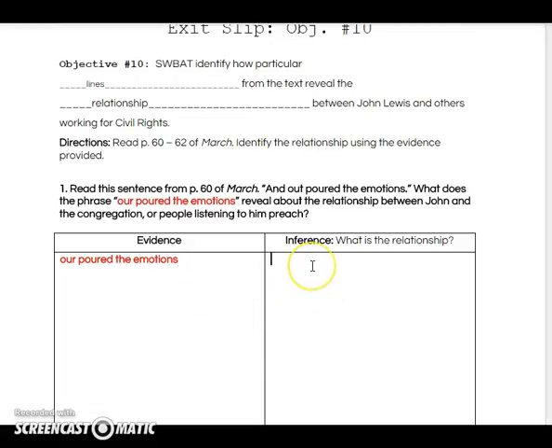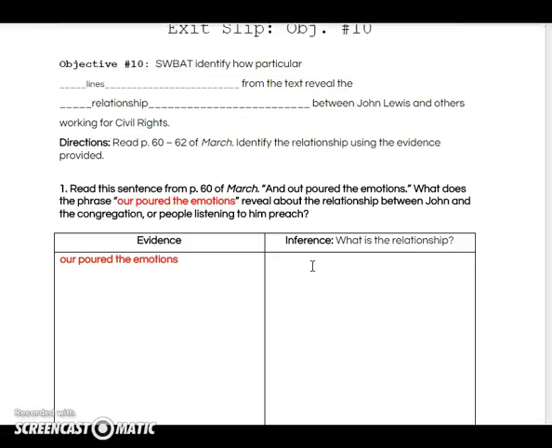So John is speaking in front of a sermon or a group of people at a church and outpoured the emotions. I remember that he was nervous at first, but then the emotion poured out. I have to think to myself, well, what type of people do you pour emotions out to? Do you pour emotions out to strangers, or do you pour emotions out to other people, people that are closer to you? So if he's pouring these emotions out to the congregation, how do we think John feels about the congregation or the people he's talking to?